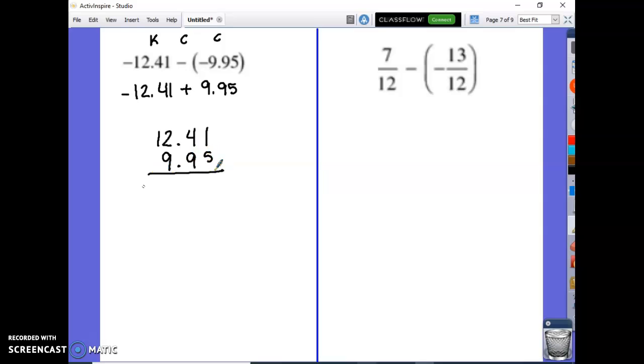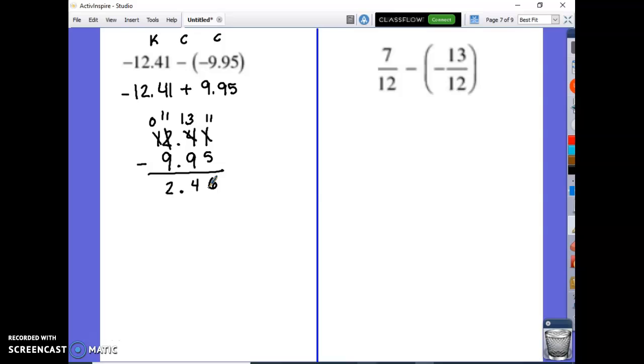9.95. And we're subtracting this. 1 minus 5, can't do that, so we're going to have to borrow from that 4. That turns into a 3. 11 minus 5 gives us a 6. 3 minus 9, can't do that, must borrow. 13 minus 9 is actually 4. Bring down that decimal. 1 minus 9, can't do that. Let's borrow again. 11 minus 9 gets us a 2. So we're left with 2.46.